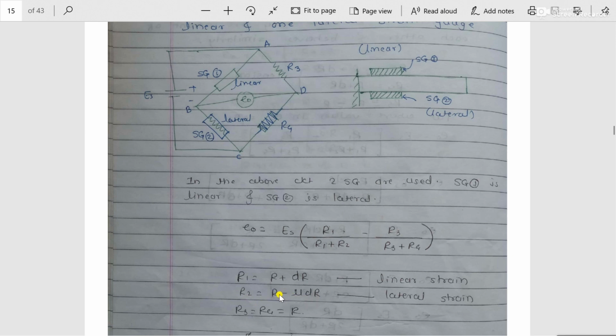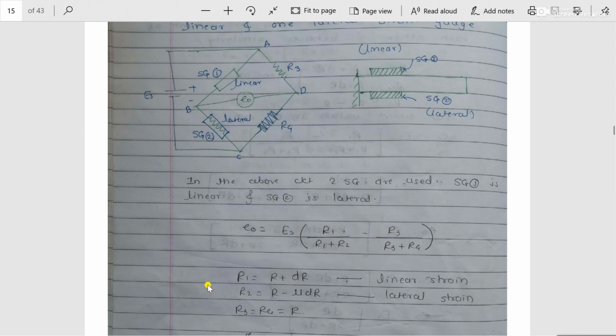This negative sign represents the compression, and this mu represents that this particular strain gauge 2 is subjected to lateral strain, that is, it is a lateral strain gauge. Therefore here I have multiplied the change in resistance by mu. So this is the basic difference between the value of R1 and R2. But the remaining two resistors, R3 and R4, are fixed resistors. Their value remains constant before and after application of load. Therefore R3 is equal to R4 is equal to capital R.